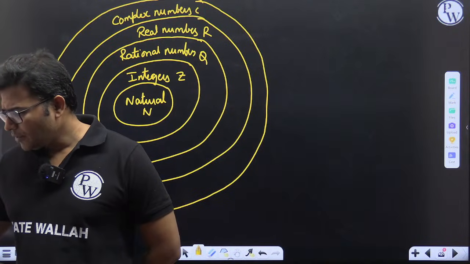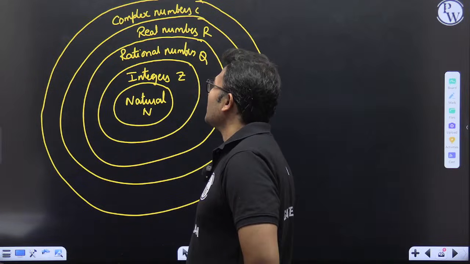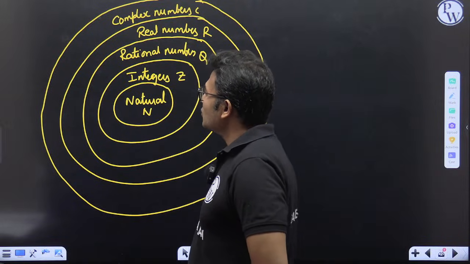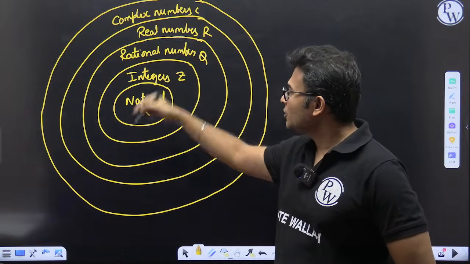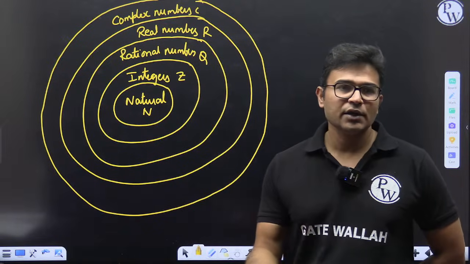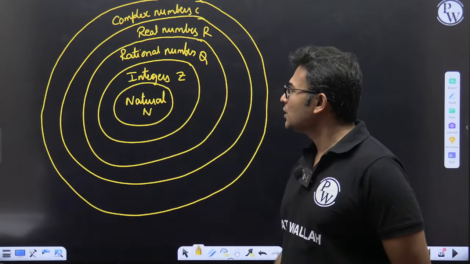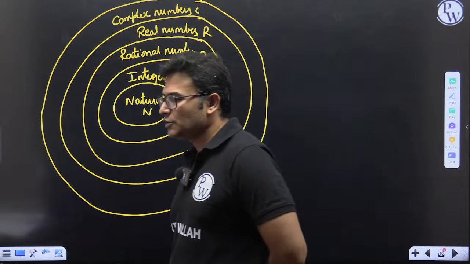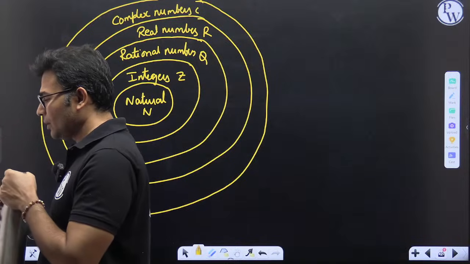So now the question is, how are we going to prove that rational numbers are countably infinite? Any subset of a countably infinite set is countably infinite or finite. If we can prove that rational numbers are countably infinite, and integers are a subset of rational numbers, we can say that integers are also countably infinite, and natural numbers are also a subset of rational numbers, so we can say that natural numbers are also countably infinite. Rational numbers are also countably infinite, right?